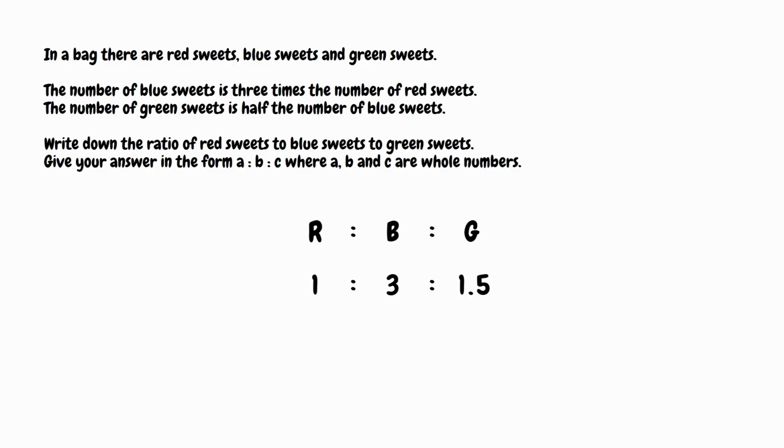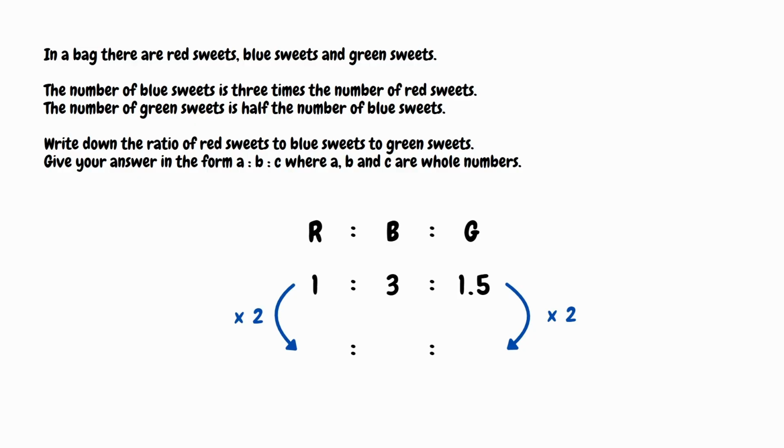So we've got the ratio of 1 to 3 to 1.5, but we don't want to leave our ratio with a decimal. We want to give it in its simplest form. So what can we do here? Well, we're going to find an equivalent ratio. So all I want to do here is multiply the parts for red, blue and green so that we end up with integers. Because I've got 1.5 for green, we can simply double that, but then we need to ensure that we're doing that to everything else as well.